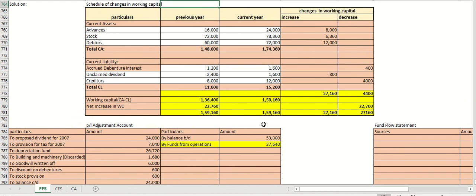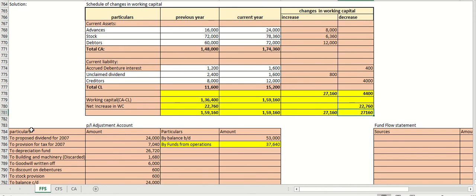So your total will be 1,59,160 and 1,59,160. So this 22,760 will be shown in your decrease column in order to match up with your increase column. So the total of previous year and current year will match up, and the total of your increase and decrease columns will match up. How do we get this 22,760? 1,59,160 minus 1,36,400, so it's 22,760, which will be accounted in your fund flow statement as an application of funds, because it is an increase. We need extra funds for our working capital requirements.